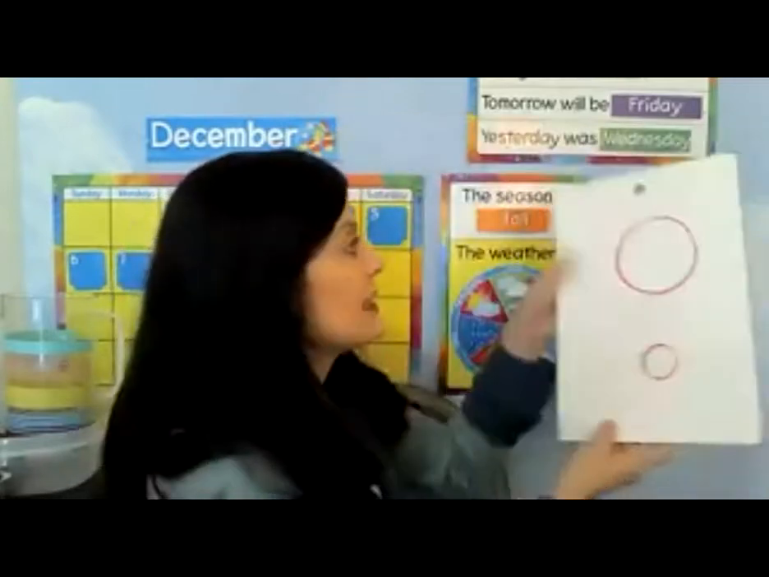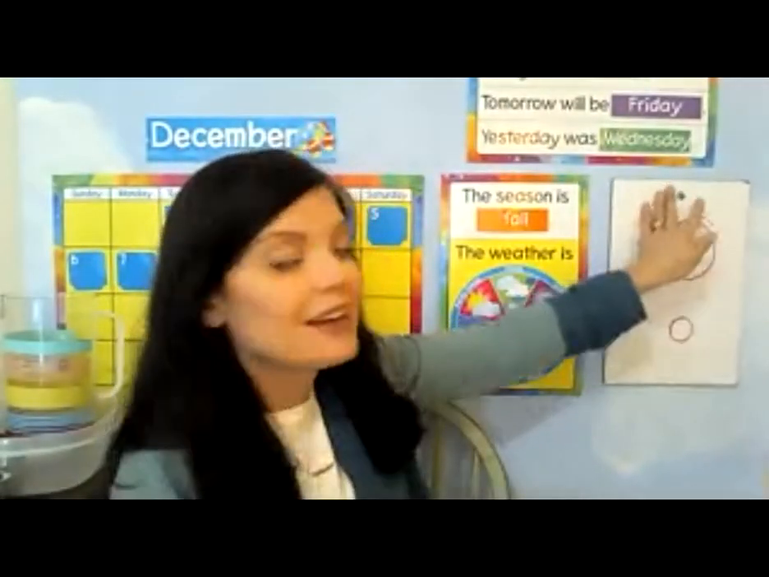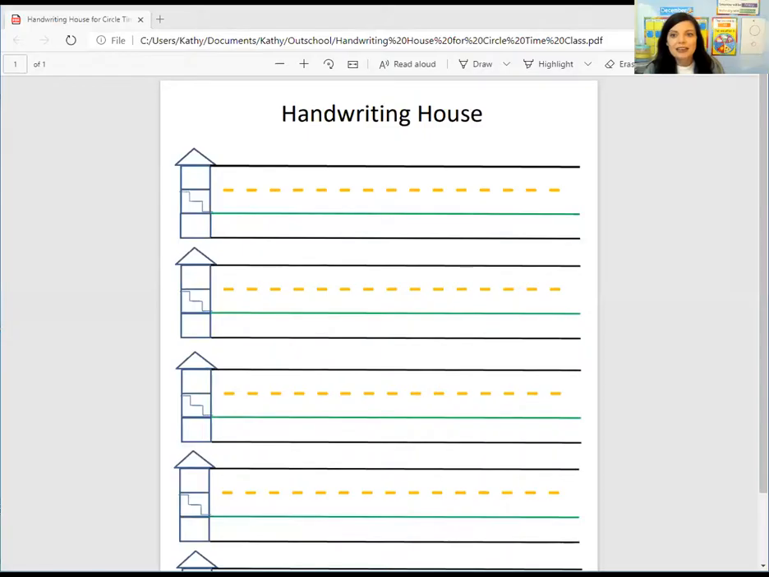Let's see what these look like on the handwriting house, okay? So the big uppercase O is going to be upstairs and downstairs. So I'll write it on the handwriting house and you can give it a try too. Okay, so remember you can get these printables. The link will be below if you want a handwriting house too, but any kind of paper works just fine. Just go all the way around, upstairs and downstairs. That's the big uppercase letter O.